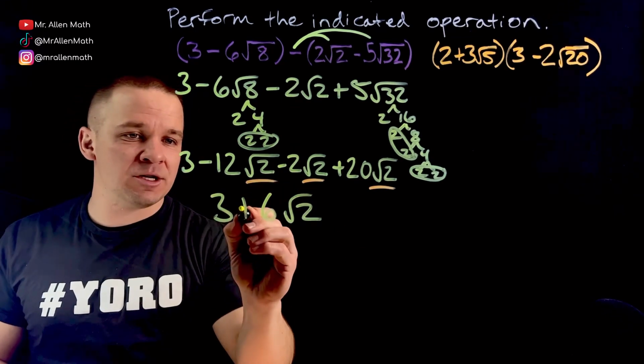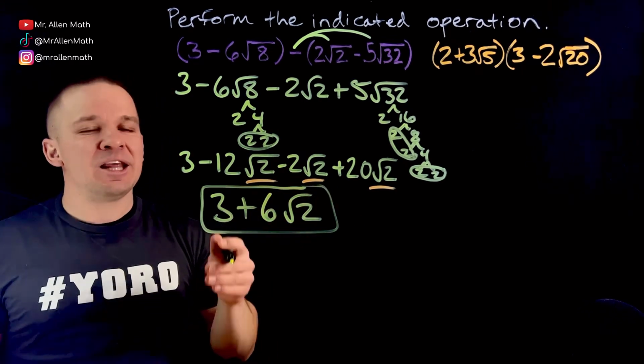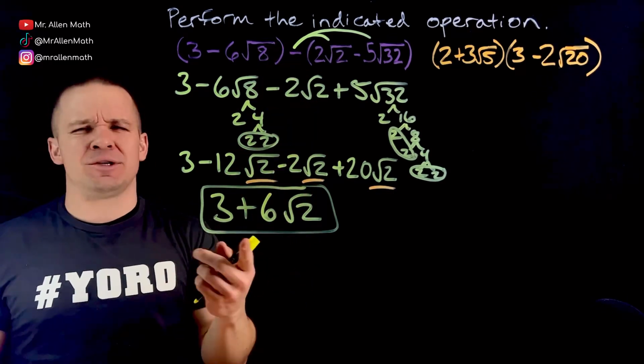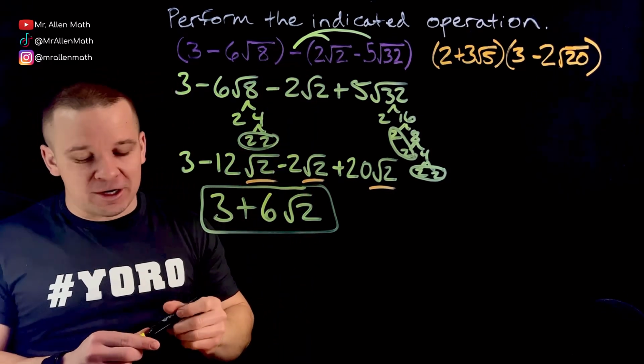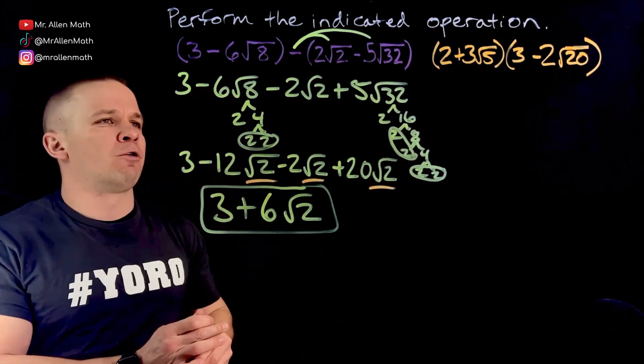Here we have that 3 still just chilling. 3 plus 6 root 2 is the end result. Beautiful. That actually does look better, right? Sometimes with these radicals, they don't look any better. They look a little bit crazier. But this time, you know what? It looks wonderful.